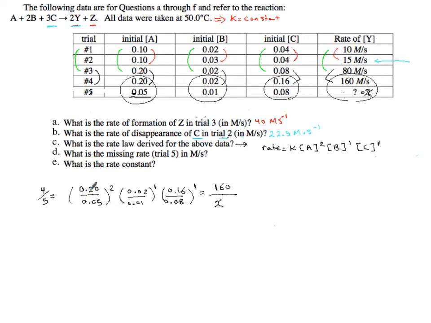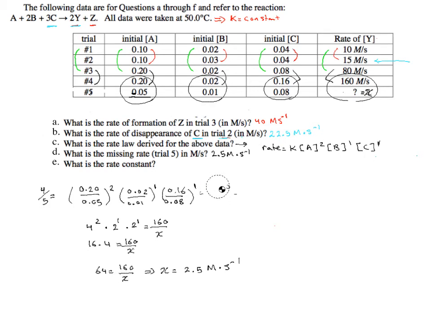Let's simplify it. 0.02 divided by this is 4. 4 squared times 2 is equal to 160 divided by x. So 16 times 4 is 160 over x. 64 is 160 divided by x. So we can calculate x to be 2.5 mole per decimeter cube per second. Okay, so that's the answer for that, 2.5 mole per second. The last question is, what is our rate constant?